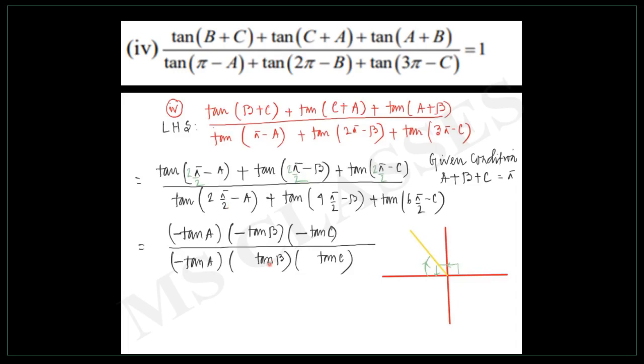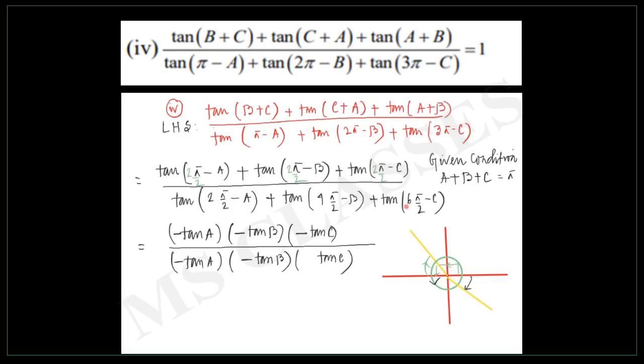Now we are left with this one, 4 into pi by 2 minus b. 4 pi by 2 means what? A complete circle. Minus something means it is ending up where? In the fourth quadrant. Fourth quadrant tan is negative. So here what we put? Minus sign. Now, we come to 6 pi by 2.